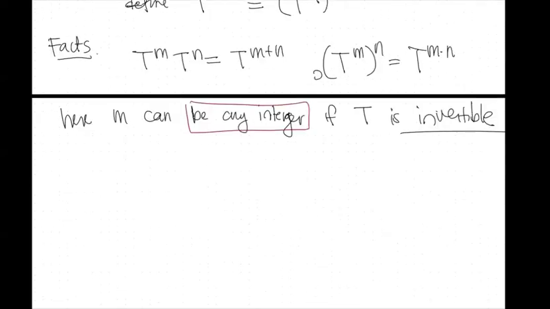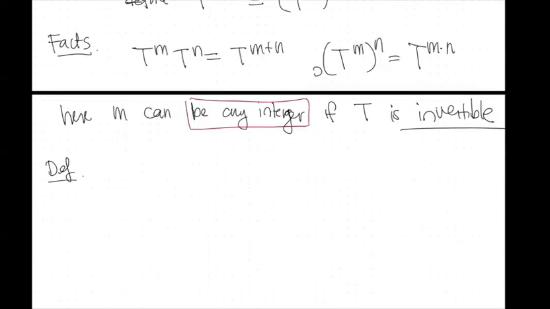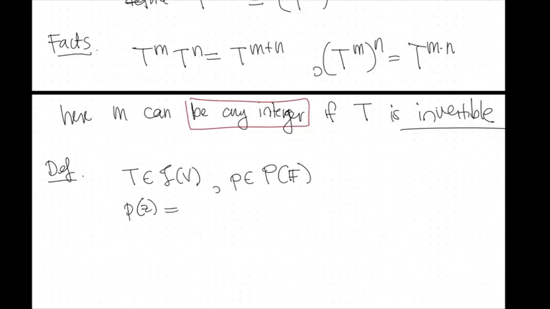Now let us recall the definition of a polynomial that I skipped. A polynomial is just the usual polynomial that we have in high school. So here T is a linear operator on V, and p is a polynomial with coefficients in F. We denote p(z) = a0 + a1 z and then up to am z^m, where here z is an element of F.